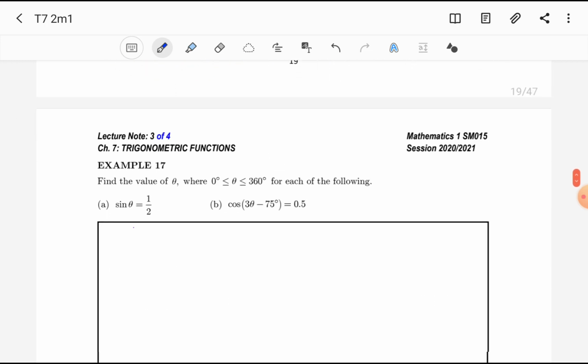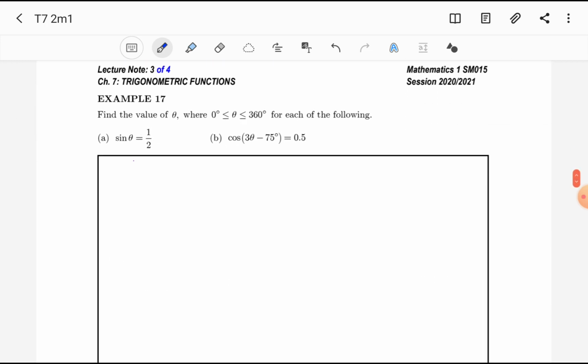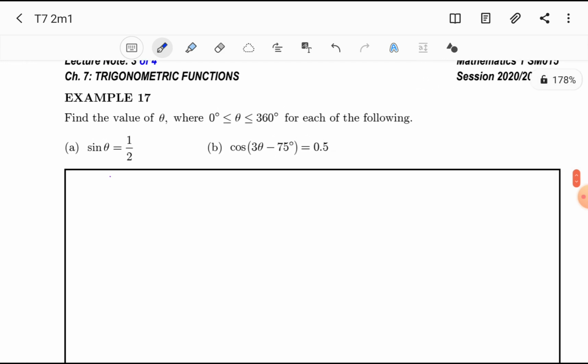So we go to example number 17. Find the value of theta, given the interval of theta is from 0 until 360 degrees. We use degrees. For angle we have two units, either using degree or using radian. For this question we will use degree. For part A, sin theta is 1/2.